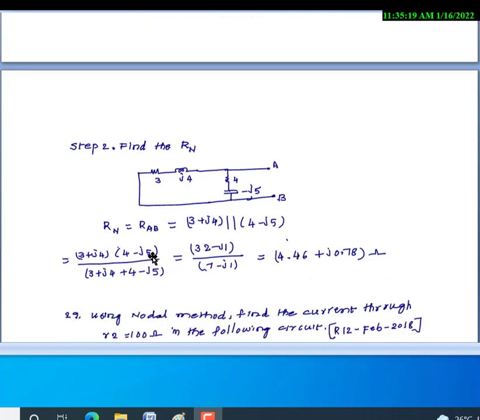Once we simplify it, we get like this: 3 plus J4 times 4 minus J5 divided by the sum of those impedances, that is 3 plus J4 plus 4 minus J5. After simplification, we get in the numerator 32 minus J1, and in the denominator 7 minus J1. After further simplification, we get the Norton's impedance as 4.46 plus J0.78 ohms.